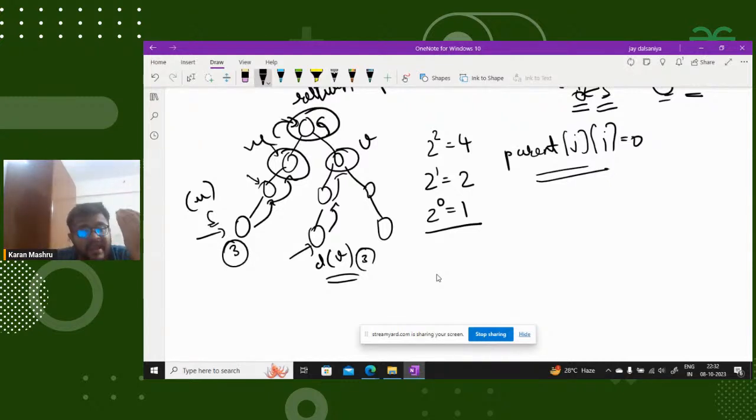So when I come out of the loop, understand one thing, I was only making the jump if the parents were not equal. Now why do I need to do it? Because I want to find the least common ancestor. Understand one thing.